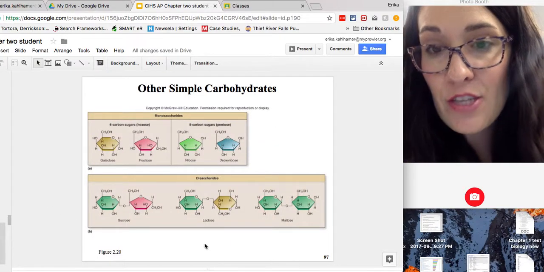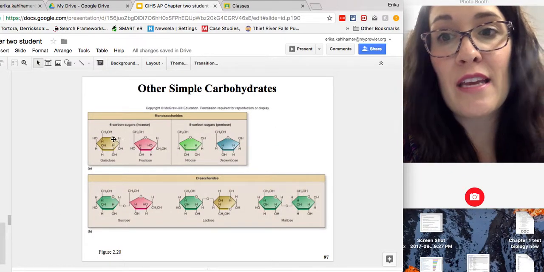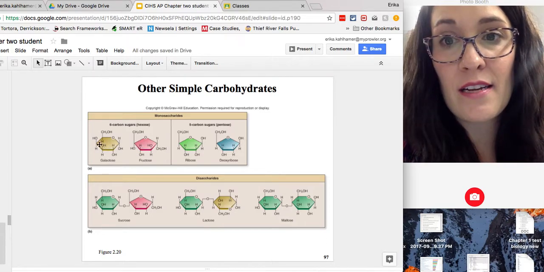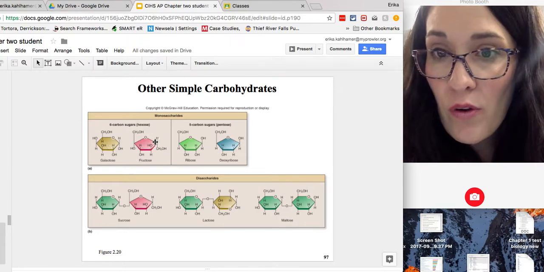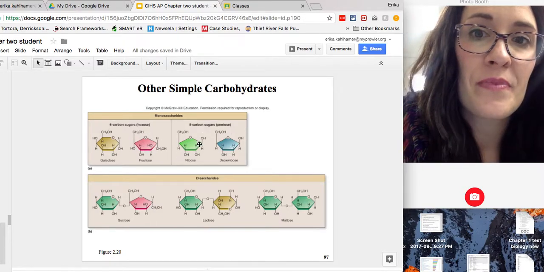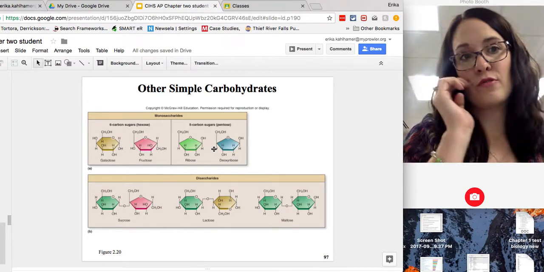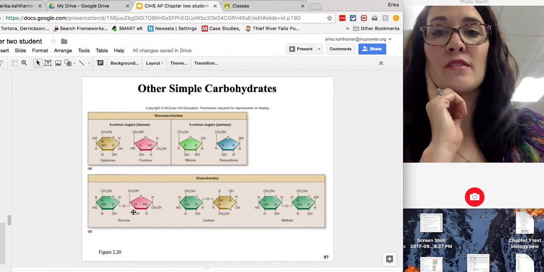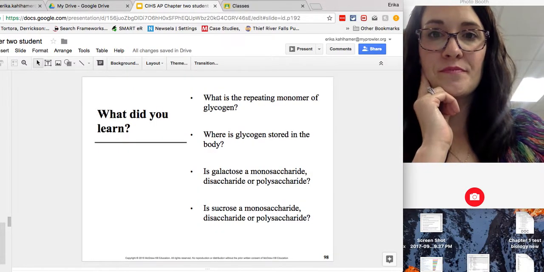This I really like. It shows here are the simple sugars. They can either be a 6-carbon or 6-sided sugar right there, or they can be 5 carbon. This one's a 6, I guess it has 6 carbons. And this only has 5 carbons. Those are simple sugars. Here are the disaccharides, sucrose, lactose, and maltose.